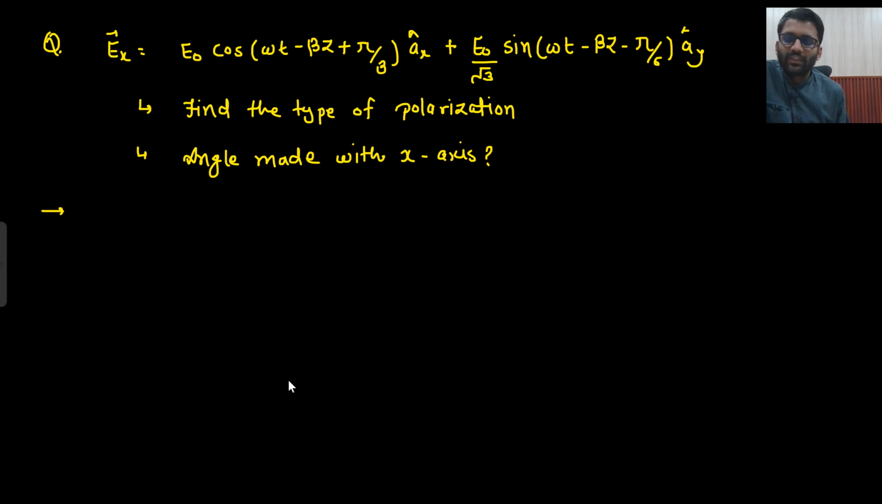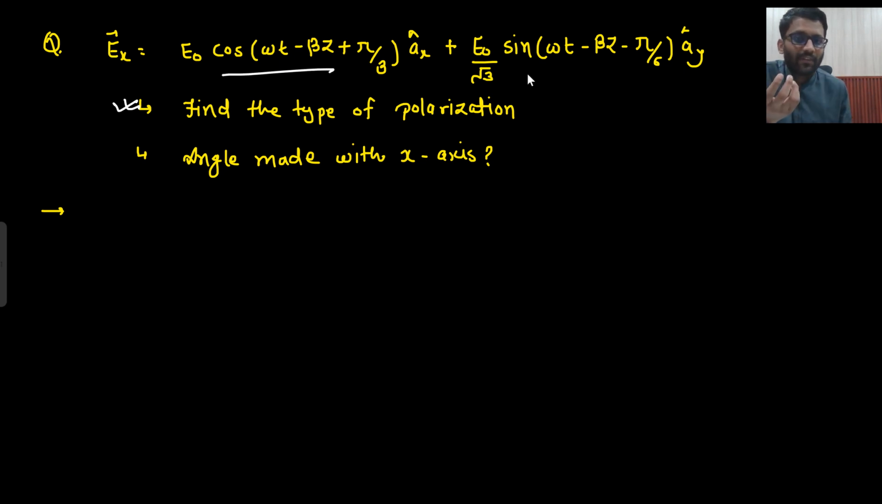Yeah, so let's start solving this problem. You need to first tell the type of polarization and then you need to tell the angle made with x-axis. So assuming that only this question was asked in the examination, they did not ask the angle made with x-axis. For the type of polarization, you do not need to make any geometry. Without even making the geometry, you can tell the type of polarization. How? By just looking at the phase difference.